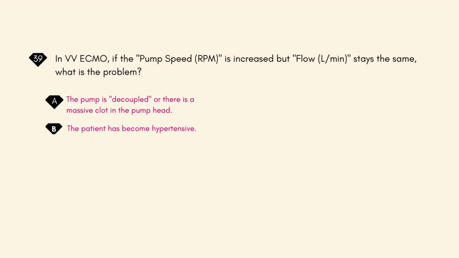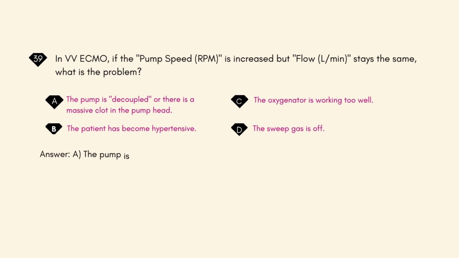B. The patient has become hypertensive. C. The oxygenator is working too well. D. The sweep gas is off. Answer: A. The pump is decoupled or there is a massive clot in the pump head.